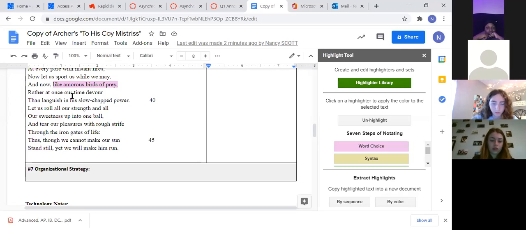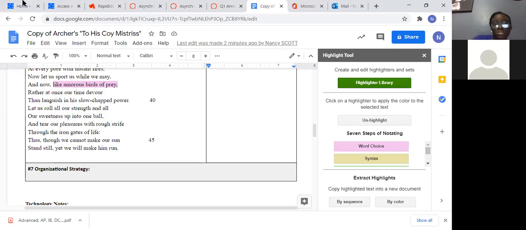This is metaphysical in this last part, but it's like Amber said, it's also mixed with the carpe diem. Who can tell me, and you can do it delicately, through the iron gates of life? What is that? Somebody who hasn't said anything. Kristen, tell us about the iron gates of life. I'm really not sure.